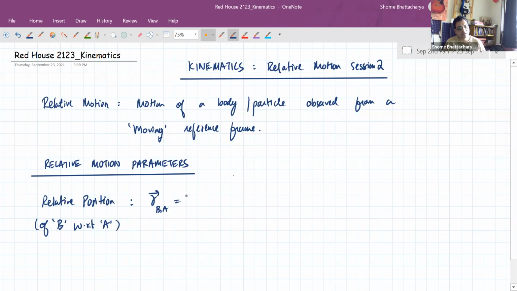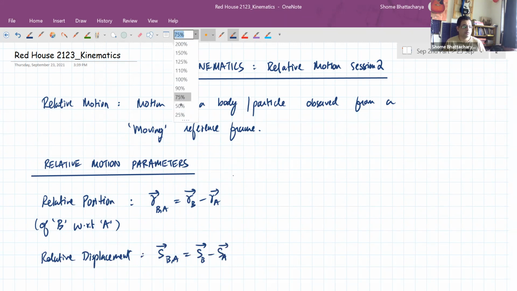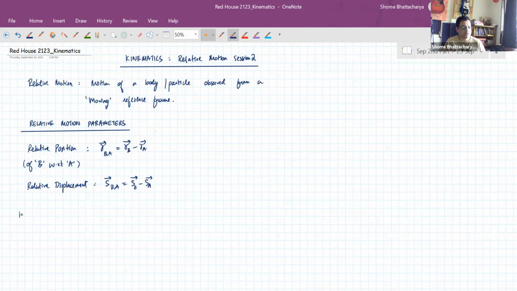So that becomes the individual position of B in the ground frame minus the position of A in the ground frame. And according to that, we had also seen that if B and A are also moving with respect to the ground frame, then the relative displacement of B with respect to A becomes the individual displacement of B in the ground frame minus the individual displacement of A in the ground frame. Okay, so let us start with a quick example to understand this.